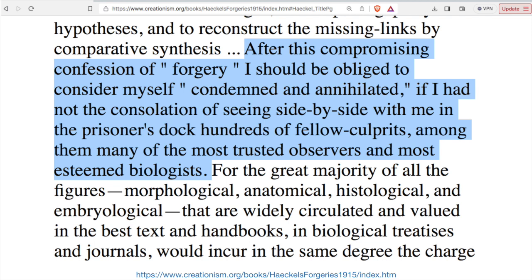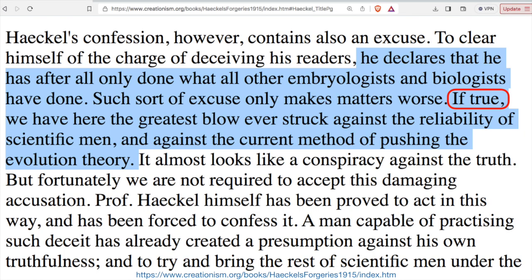But then he goes on to say, after this compromising confession of forgery, I should be obligated to consider myself condemned and annihilated if I had not the consolation of seeing side by side with me in the prisoner's dock hundreds of fellow culprits, among them many of the most trusted observers and most esteemed biologists. So basically he's saying, yeah, I did it, but so what? Everybody does it. The book goes on and says, he declares that he has, after all, only done what all the other embryologists and biologists have done. Such sort of excuse only makes matters worse. If true, we have here the greatest blow ever struck against the reliability of scientific men and against the current method of pushing the evolution theory.